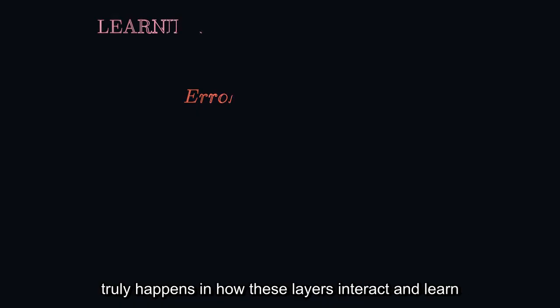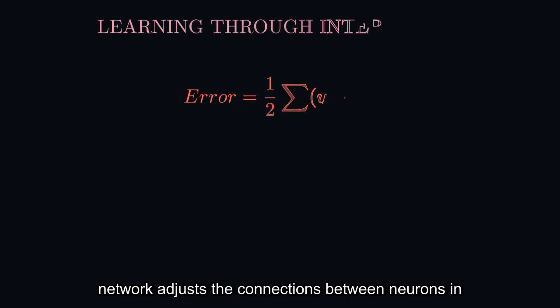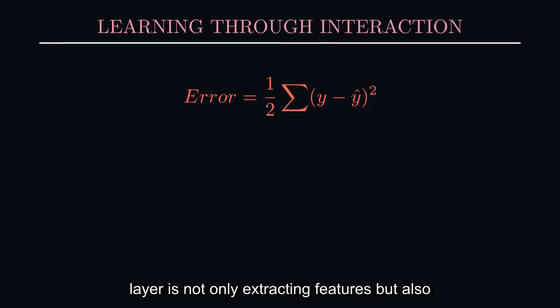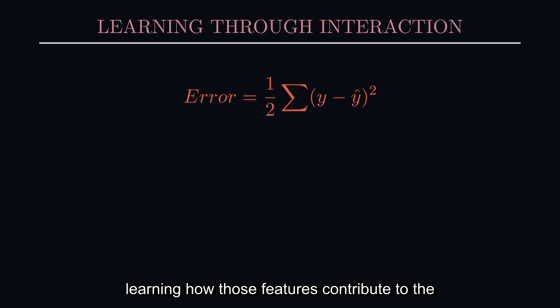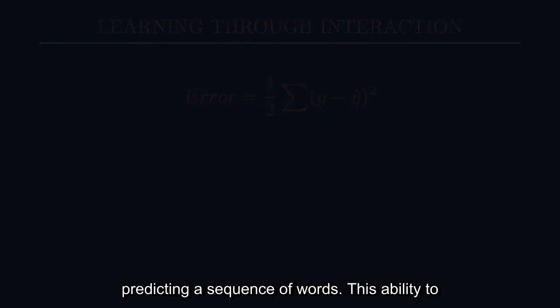The magic truly happens in how these layers interact and learn from each other. During the training process, the network adjusts the connections between neurons in each layer to minimize errors. This means that each layer is not only extracting features but also learning how those features contribute to the overall goal, whether it's classifying an image or predicting a sequence of words.